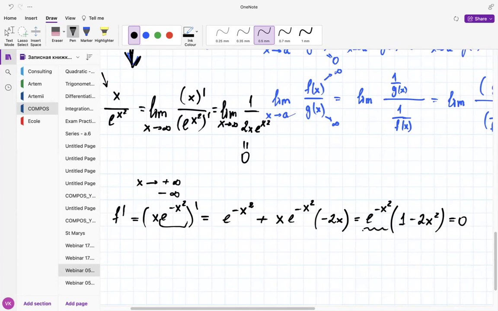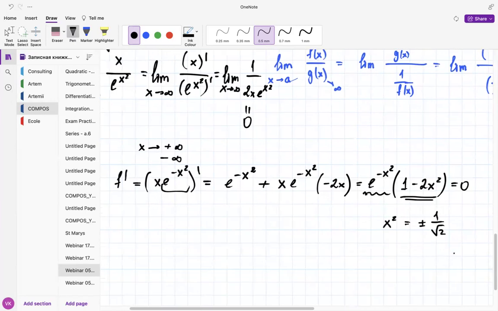Of course, this particular factor can never be 0. So when we look at these brackets, this gives us plus or minus 1 over square root of 2 as turning points, or some points where our derivative is equal to 0. But there are two different approaches here. You can take the second derivative if you like, and we actually needed to find the inflection points.